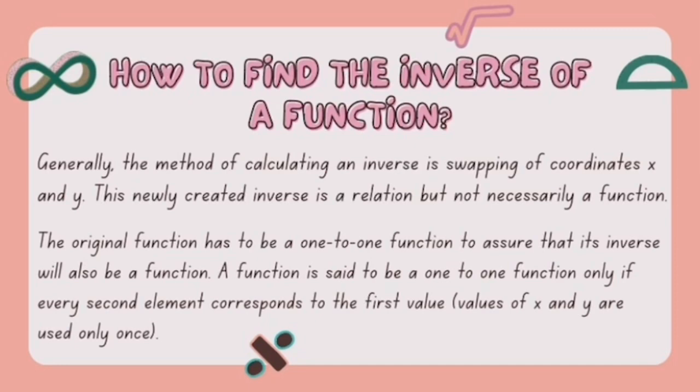Generally, the method of calculating an inverse is swapping of coordinates x and y. This newly created inverse is a relation, but not necessarily a function. The original function has to be a one-to-one function to assure that its inverse will also be a function. A function is said to be a one-to-one function only if every second element corresponds to the first value. Values of x and y are used only once.